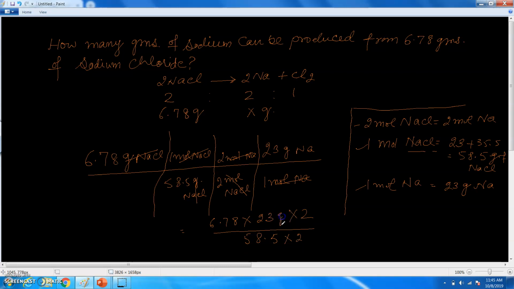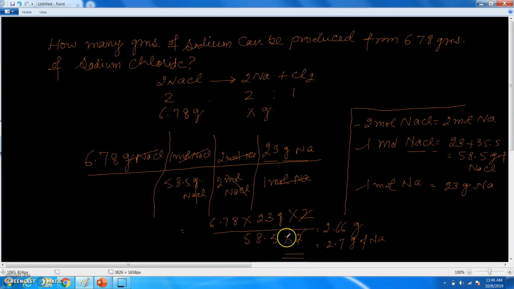You can omit this because it is also here. You can write only 23. 6.78 into 23 into 2 and divided by 58.5 into 2. 2 will be cancelled and this will come 2.66 grams because here is the gram, and 2.7 you can say grams of sodium. You can write this complete over here like this.